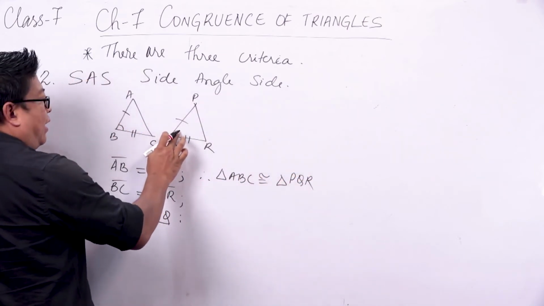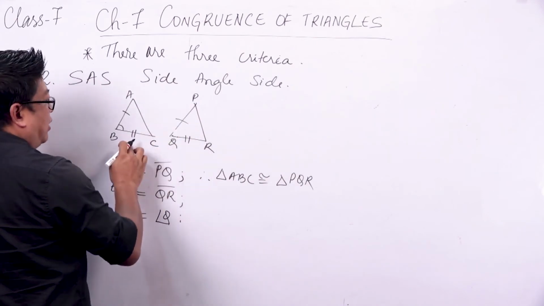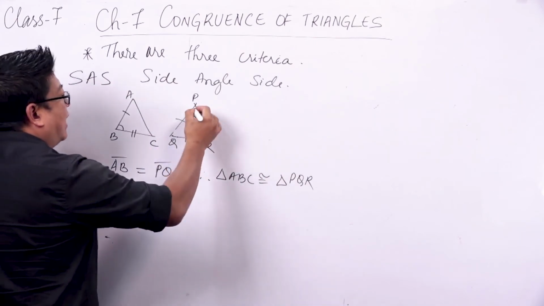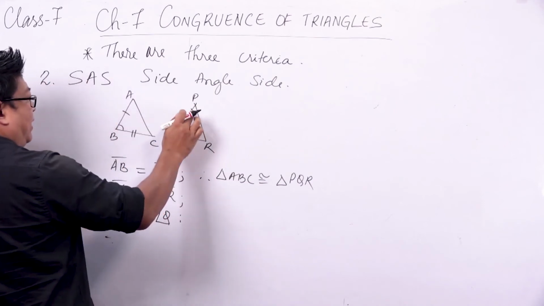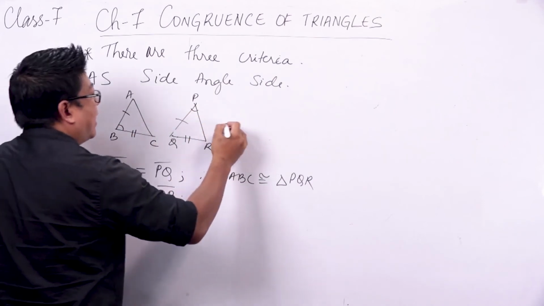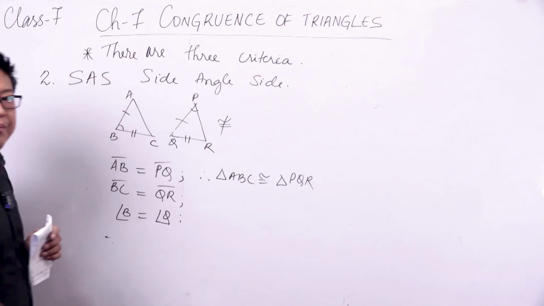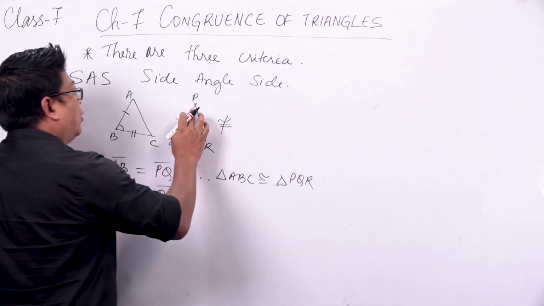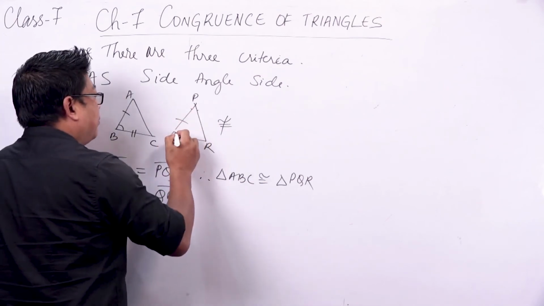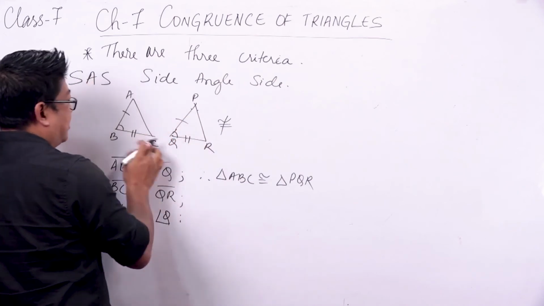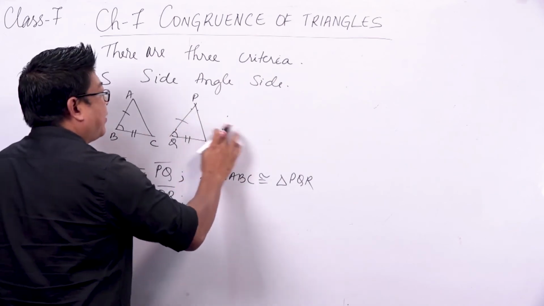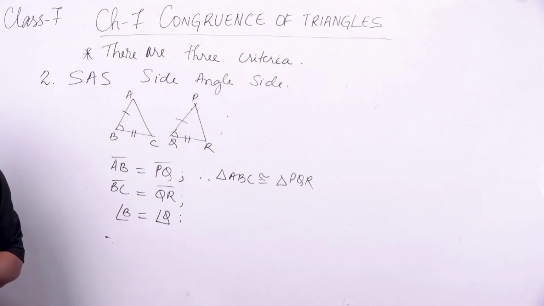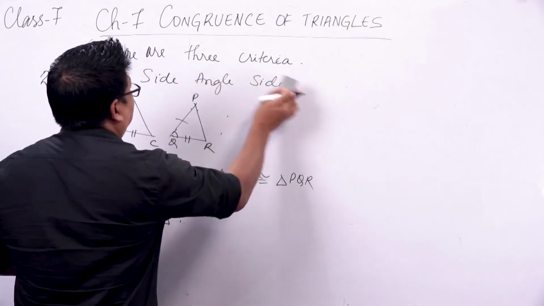But if these two sides are equal, these two sides and these two sides, and the angle given is this and this, that means they are not congruent, okay? They cannot be congruent. So the angle should be between the two lines, the two equal lines, all right? So this is about SAS. SAS simply means side, angle, side.